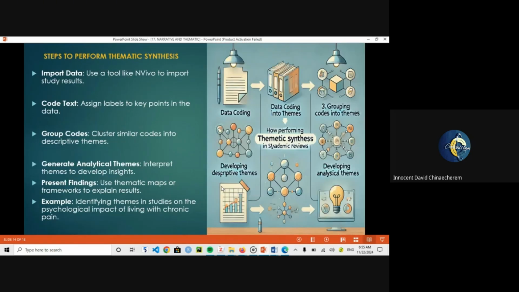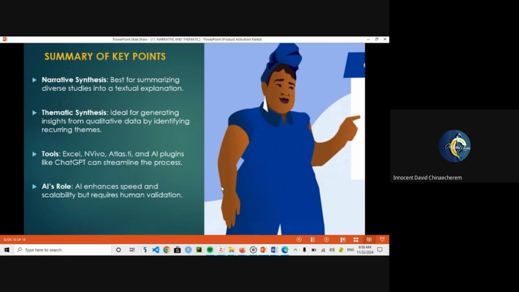So the next thing there is, what are some of the summary key points that we need to take away today? So in summary, all we need to know is that narrative synthesis is best whenever we're trying to textualize or summarize diverse studies, using textual explanation, right? Maybe if the studies are heterogeneous, then a narrative synthesis is appropriate. And thematic synthesis is ideal for generating insights from qualitative data by identifying recurring themes.